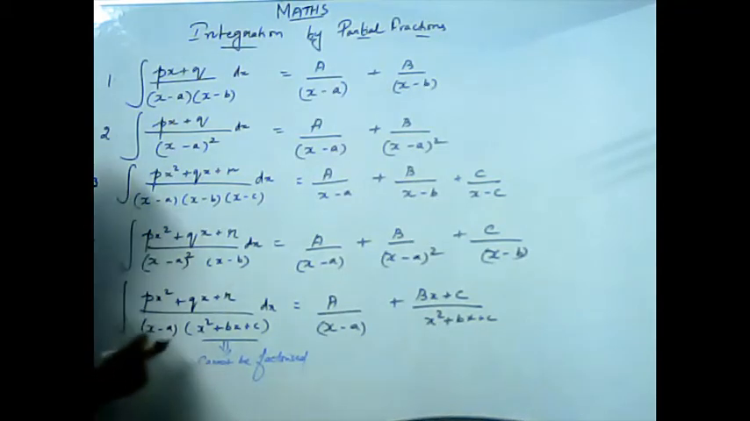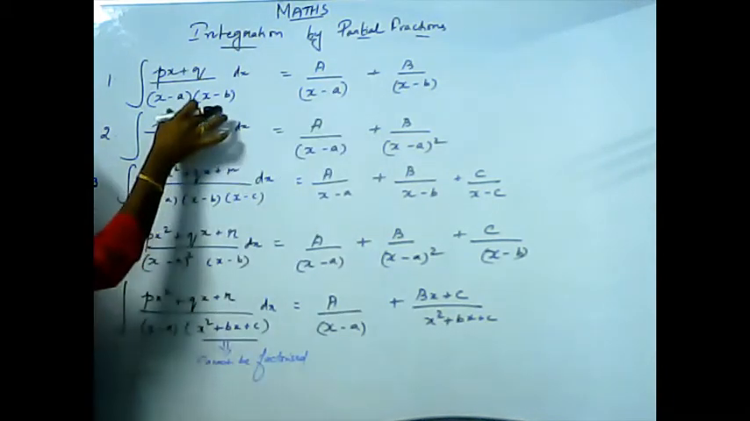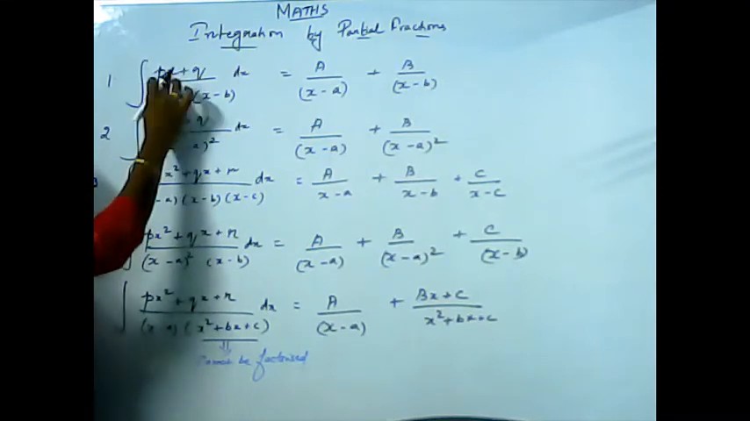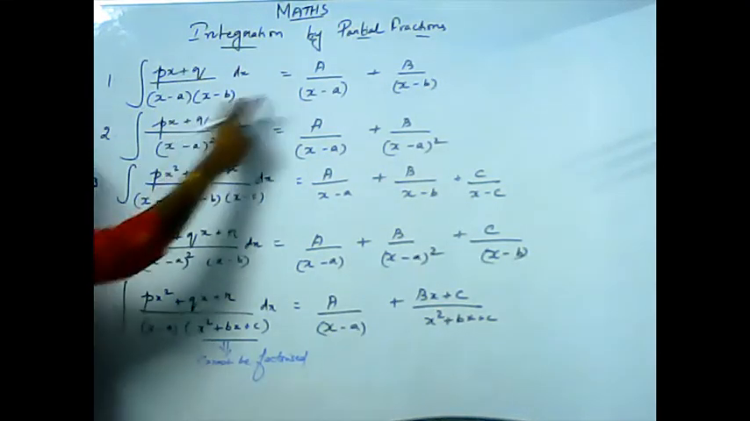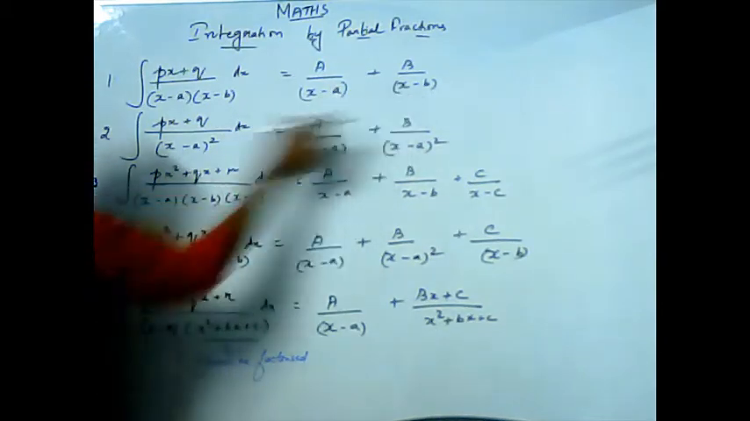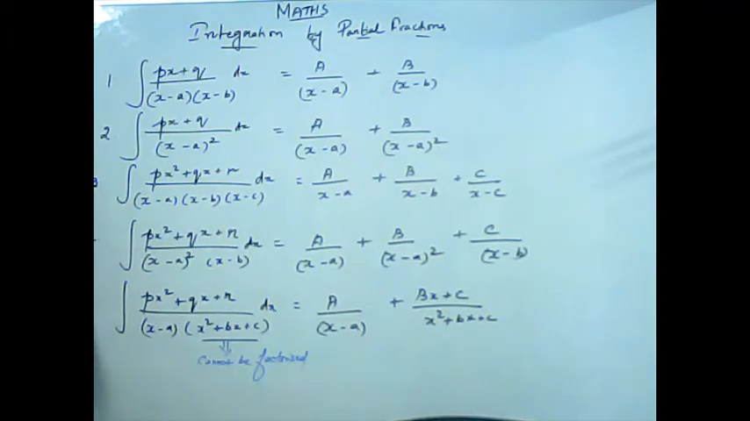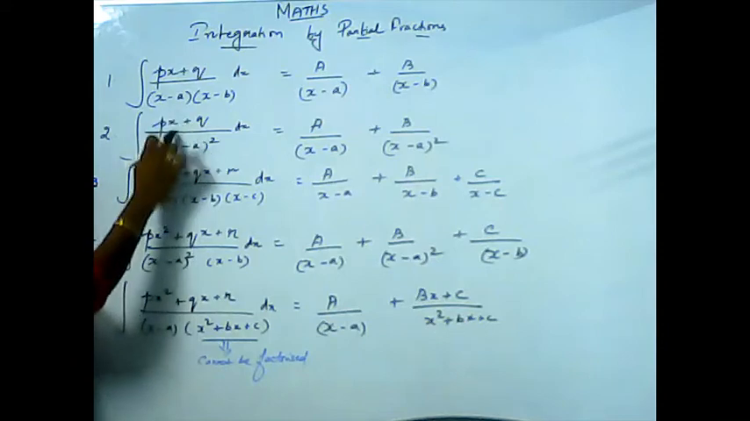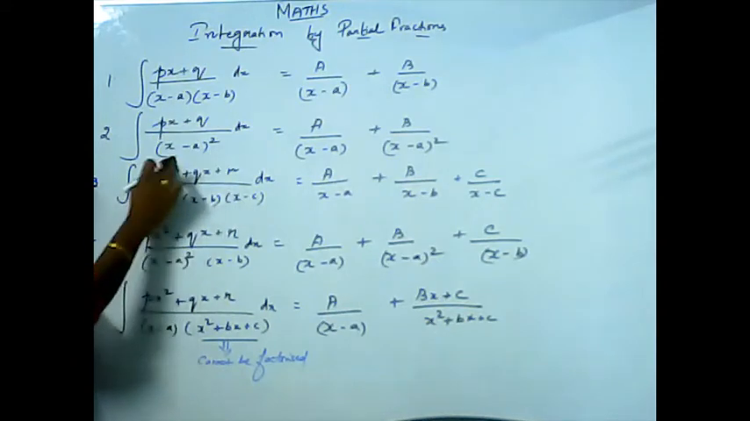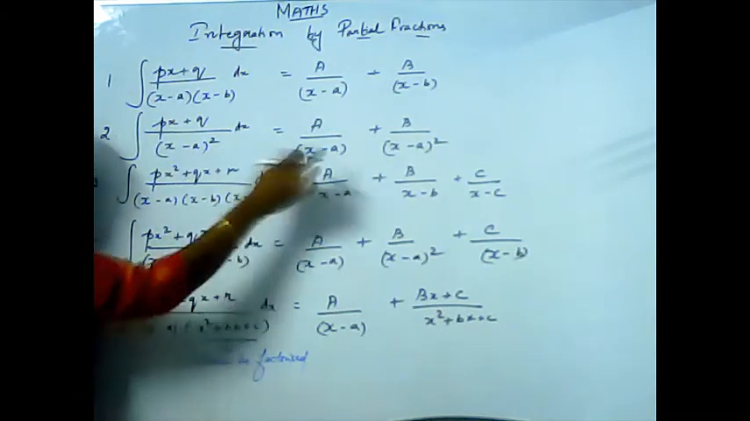In each of these cases, when the integral comes of the form (px + q) / ((x - a)(x - b)), you are supposed to rewrite it as A/(x - a) + B/(x - b). So in the denominator, when you have linear factors, you have to split it with each and every coefficient, A/(x - a) + B/(x - b). When it's of the form (px + q) / (x - a)², write it as A/(x - a) + B/(x - a)².